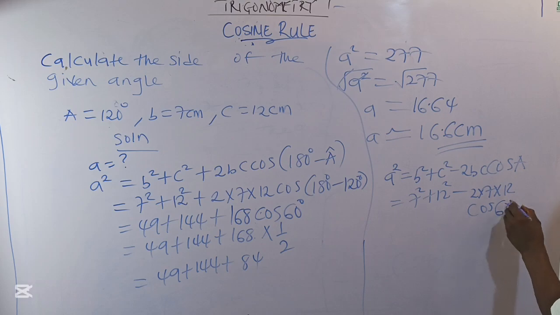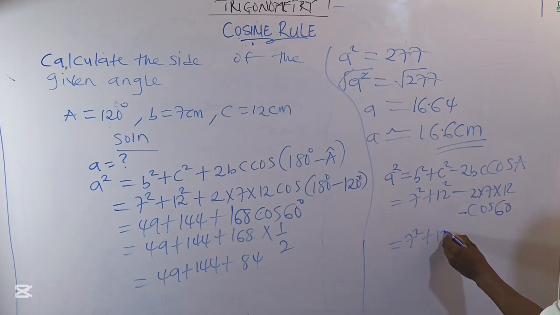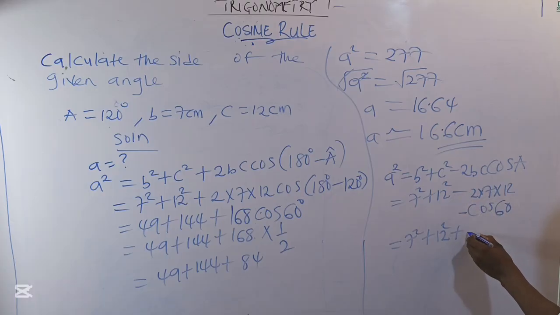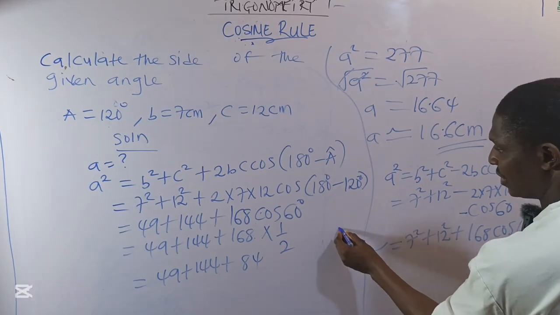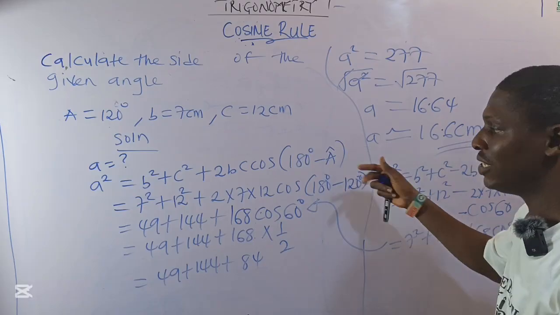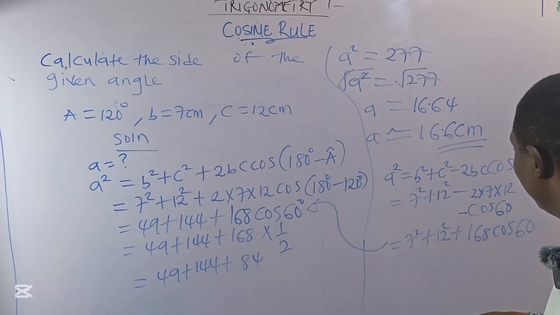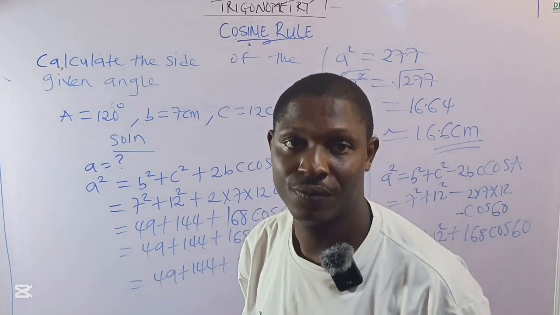And when it does that, it will put a negative sign here. And you have 7 square plus 12 square, minus minus will give you plus 168 cos 60 degrees, which brings us back to this. So take note, the two processes are the same. When the angle is greater than 90, you can use this if you choose to, but I'll advise you use this and you get used to it. Thank you. So this is our answer, 16.6 centimeters.